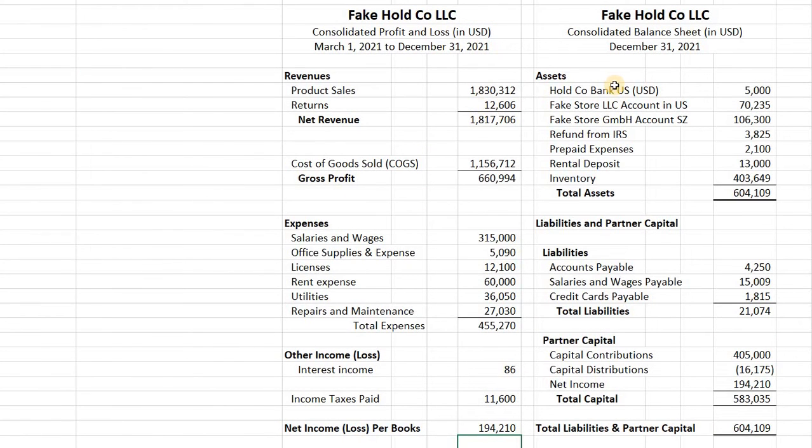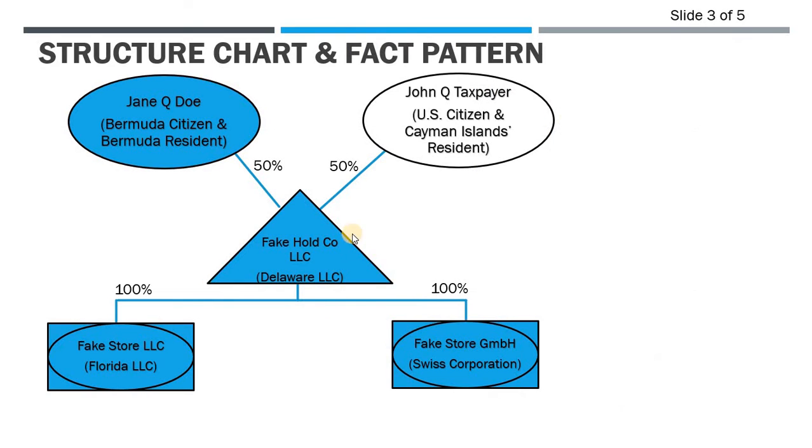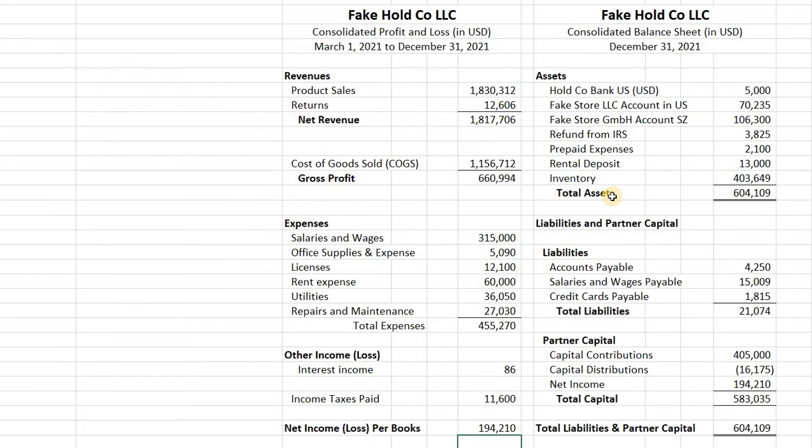So this is the consolidated balance sheet and profit and loss, which effectively represents the financial statements for this entity here in the middle. So Fake Holdco LLC, the Delaware LLC, is consolidating its activities from its two disregarded entities. And that's what's being illustrated here.